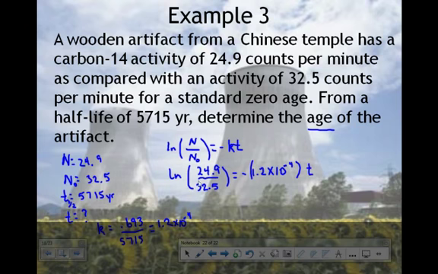So in the calculator, let's do this part first. I'm going to be taking the natural log of what number? The natural log of 0.766 equals negative 1.2 times 10 to the minus 4. And then we're solving for t. So what I need to do is divide both sides by the negative 1.2 times 10 to the minus 4.